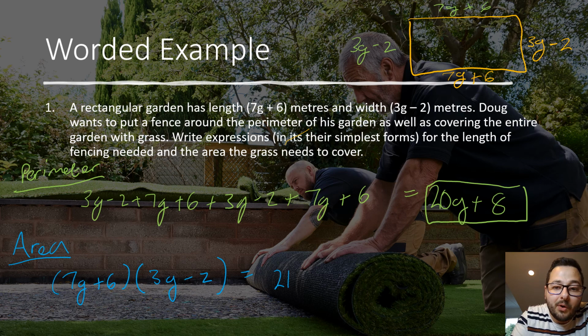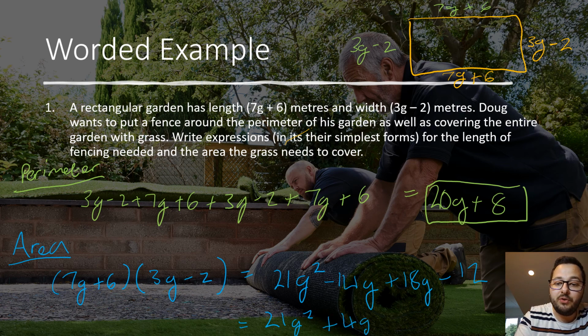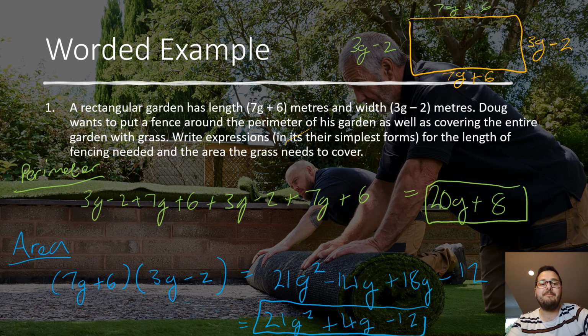So that's 21g squared. The outside ones will give you minus 14g. The inside ones will give you plus 18g. And the last ones will give you minus 12. Simplifying that a bit, we've got 21g squared, minus 14g plus 18g gives you plus 4g, and then you've got minus 12. And that is our answer.